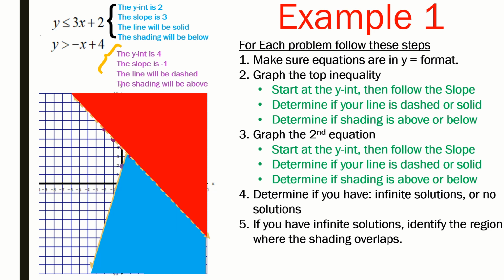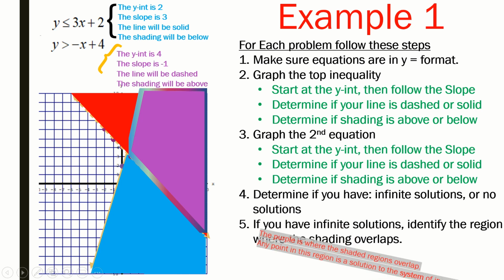Gorgeous shading. Now, where is the solution to this system of inequalities? Well, it's going to be where those things overlap. Step 4, do we have infinite solutions or no solution? Well, these clearly overlap. We're going to have infinite solutions. So let's identify the region where the shading overlaps. I'm going to color it purple. Zip. Any point in that region is a solution to the system, to both inequalities at the same time.